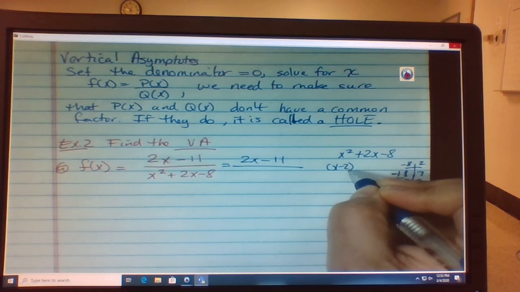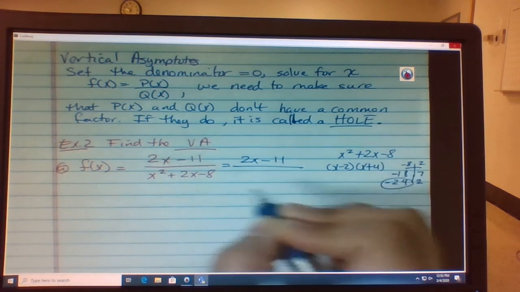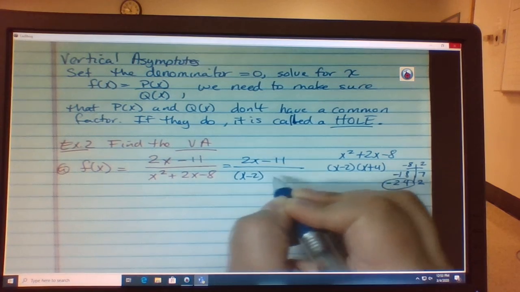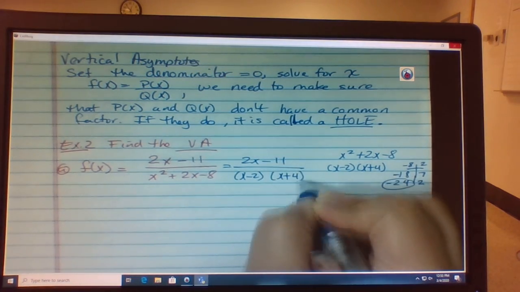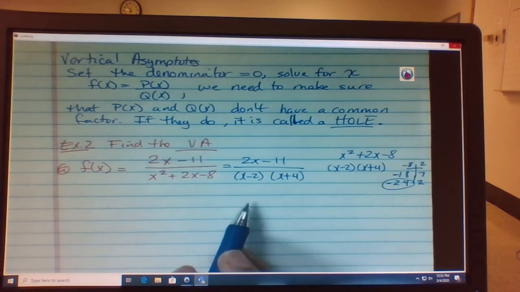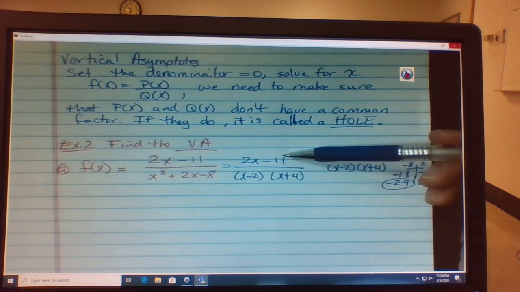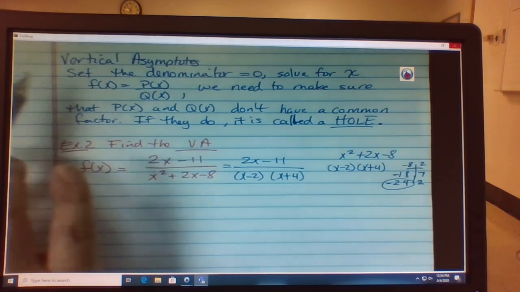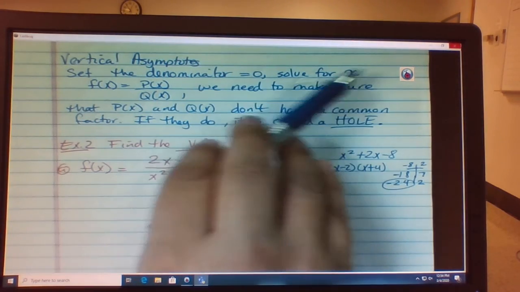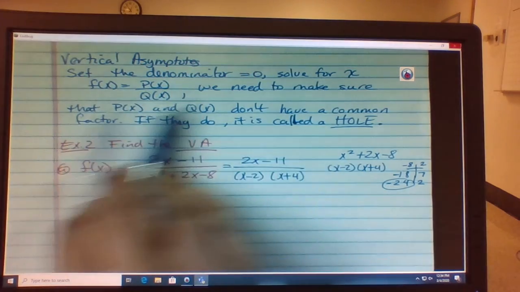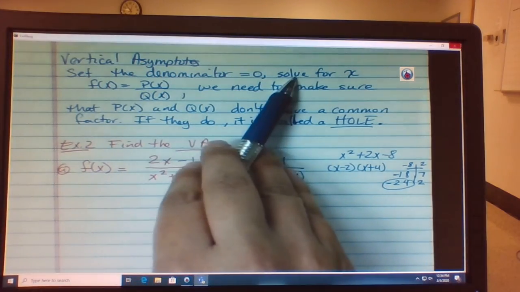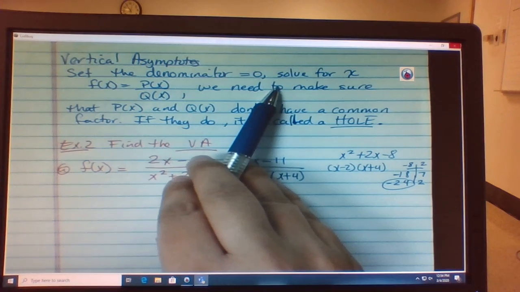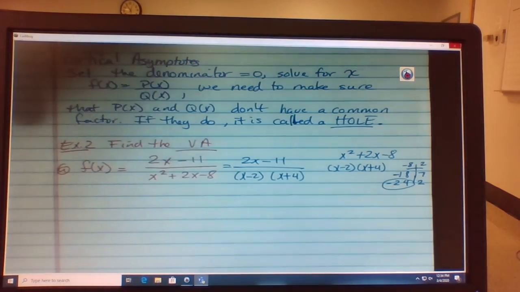X minus 2, x plus 4. I rewrote it just to double, triple check. Is there anything common in your numerator and denominator? No. Perfect. So set your denominator equal to 0. Solve for x. Make sure that nothing's in common. Nothing was in common. So then I have to do this last part and solve for x.